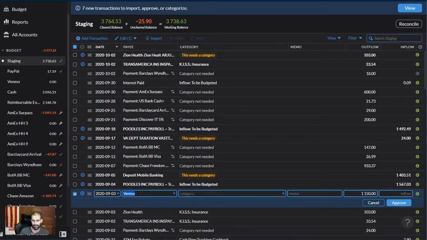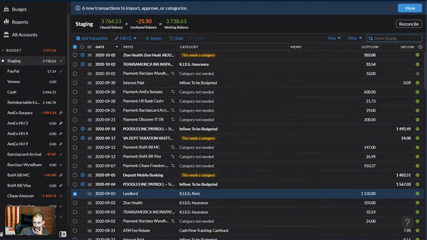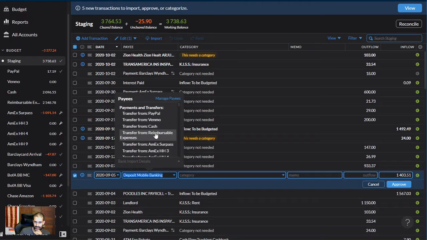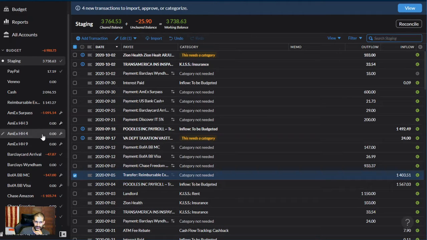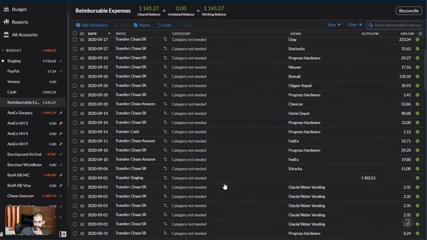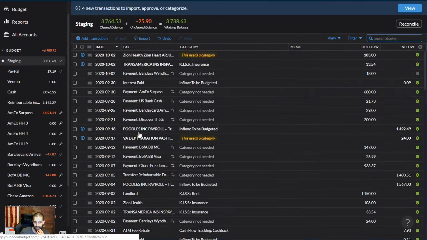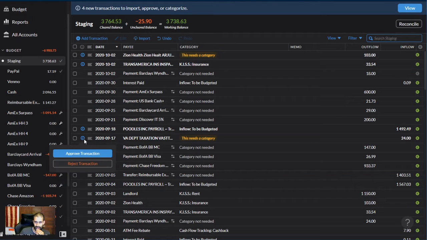Okay. This is landlord. This is my rent. It's $50 extra because we did a little cleaning and I chipped in for that. This is my salary. This is the transfer to reimbursable expenses there. Brings that balance down to that amount. At least it should. Yeah. And then I have another one coming soon this month, so that should all be hunky-dory.